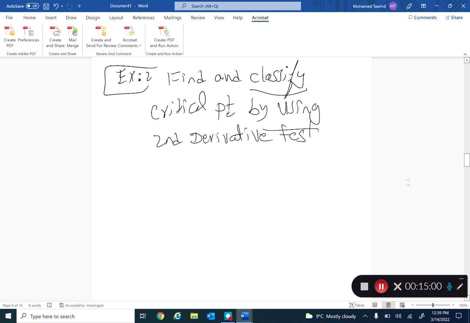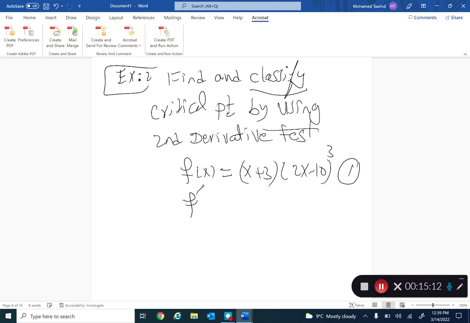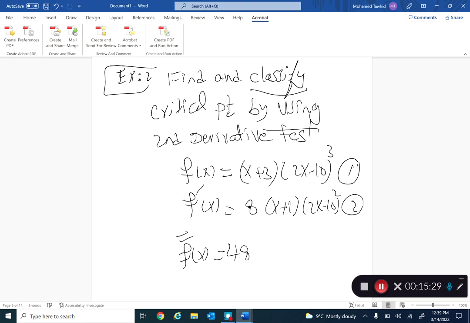What is your f of x here? Another example: f of x equals x plus 3 multiplied by 2x minus 10 to the power 3. That is equation 1. What is your first derivative? After I simplify, it is 8x plus 1 times 2x minus 10 to the power 2. That is equation 2. What is my second derivative? After I simplify, it is 48 times 2x minus 10 multiplied by x minus 1.